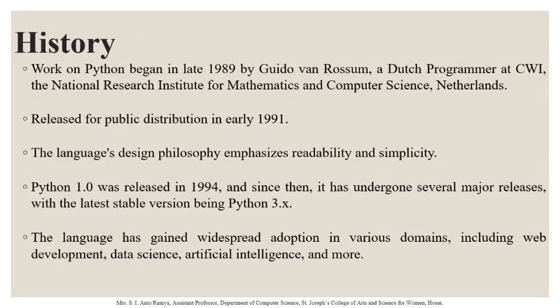And this is the history of Python. The work on Python started in the year 1989. It was started by a Dutch programmer in the Netherlands, and the name of the person we have already seen, Guido van Rossum. But it was released for the public in the year 1991. The first version that was released was Python 1.0 in the year 1994, and the improved version as of now is Python 3.x.